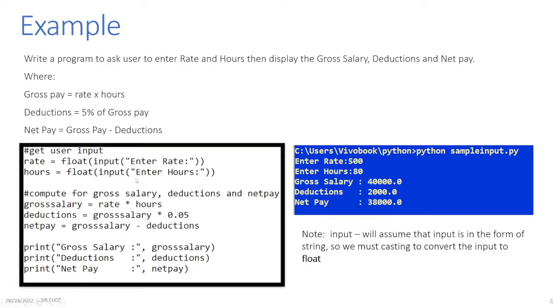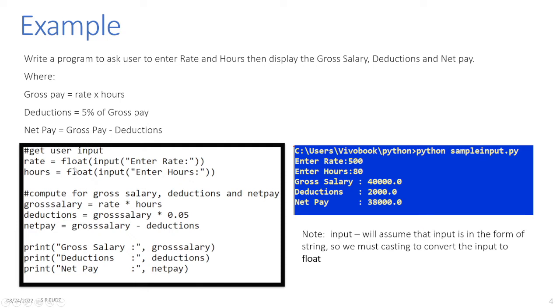Here's another example. Write a program to ask the user to enter rate and hours, then display the gross salary, deductions, and net pay. Let's say gross pay is equal to rate times hours, deductions is equal to 5% of gross pay, and the net pay is equal to gross pay minus deductions. So in our program, we'll be asking the user to input rate and hours.